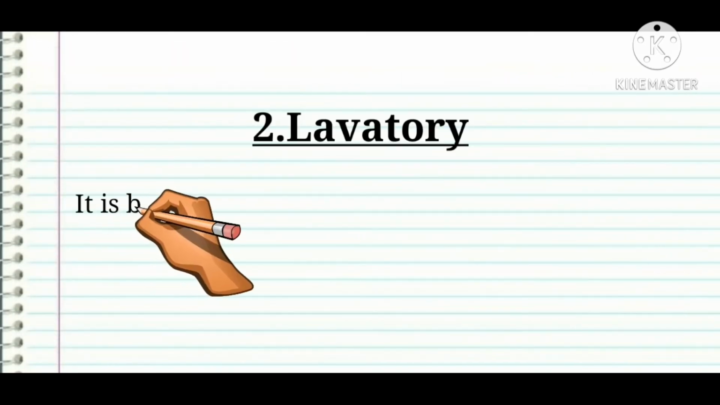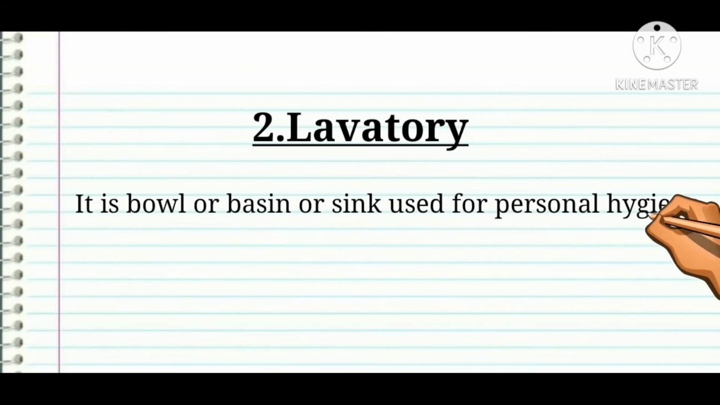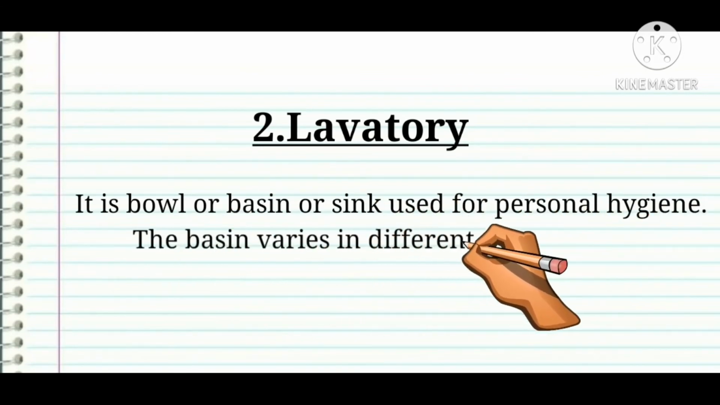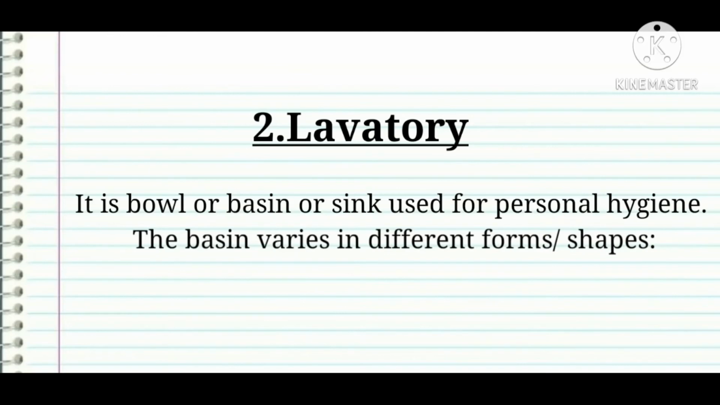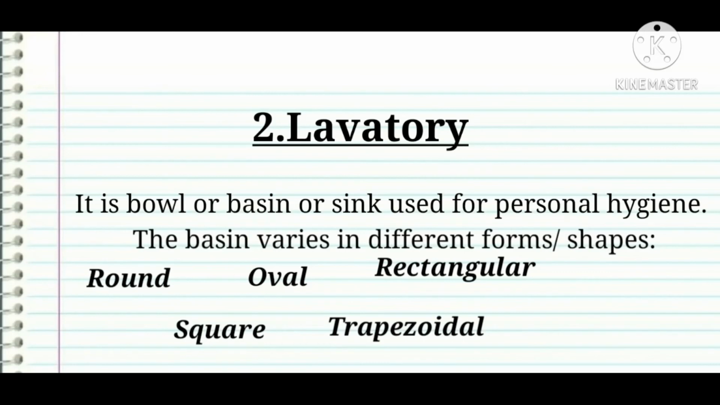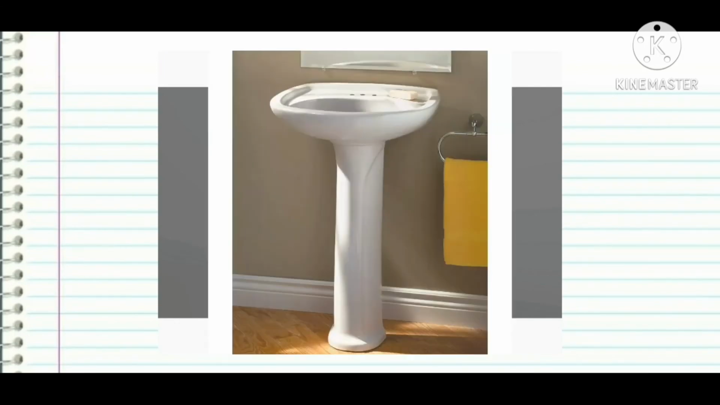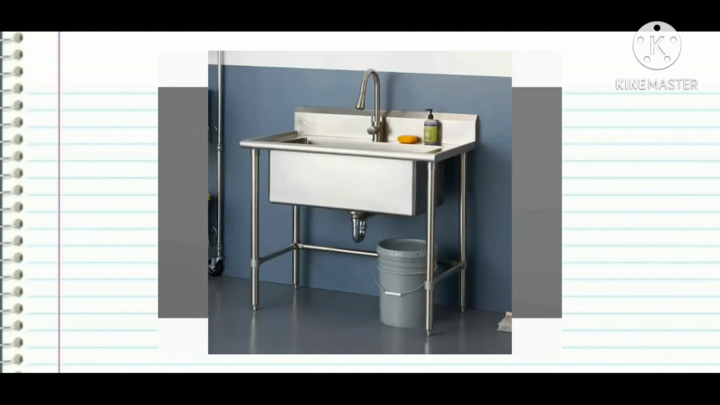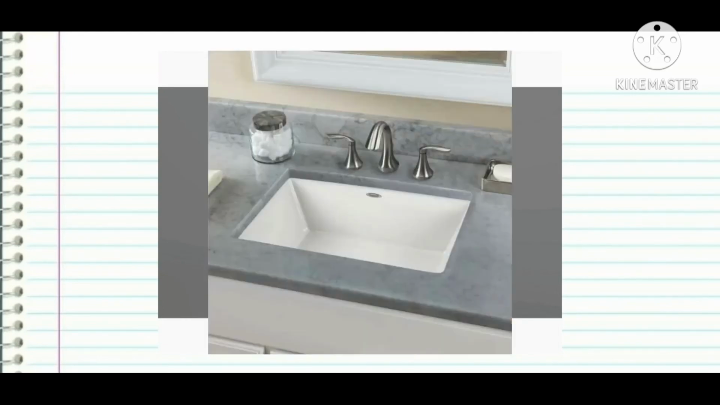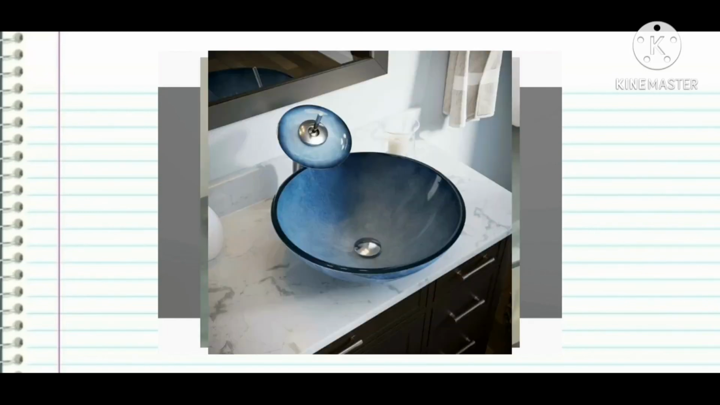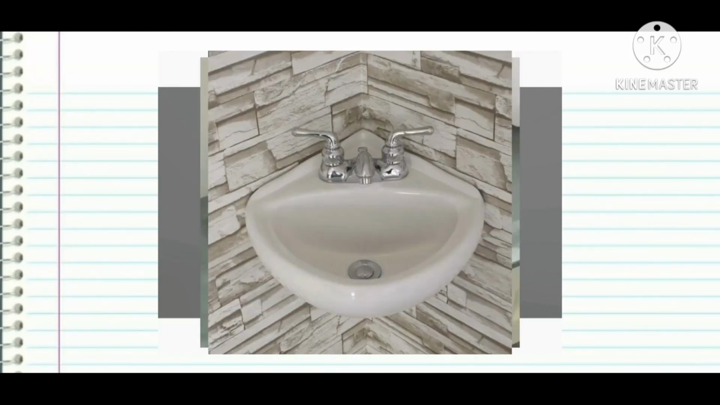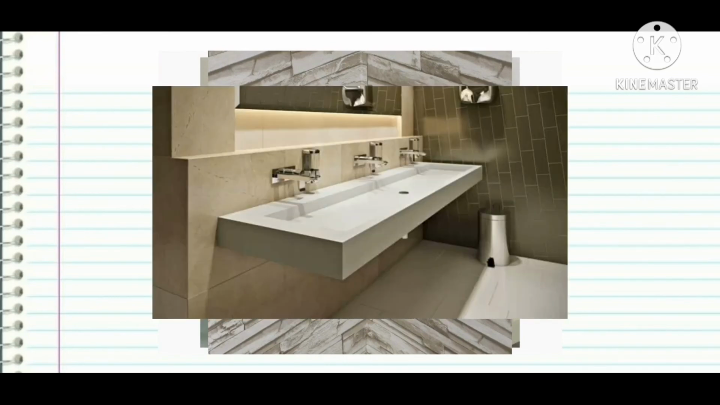Lavatory, it is a bowl or basin or sink used for personal hygiene. The basin varies in different forms or shapes: round, square, oval, rectangular, trapezoidal, or triangle. Ang types ng lavatory ay wall-mounted, console sink or yung may mga paa, pedestal or nakalagay sa stand, undermount sink, drop-in, vessel sink, corner, and trough.